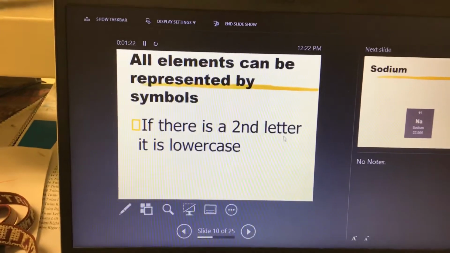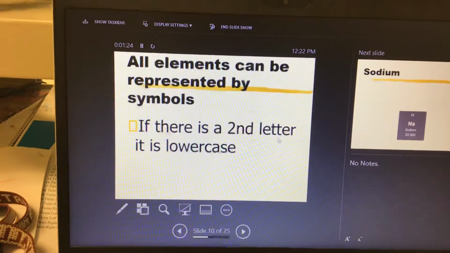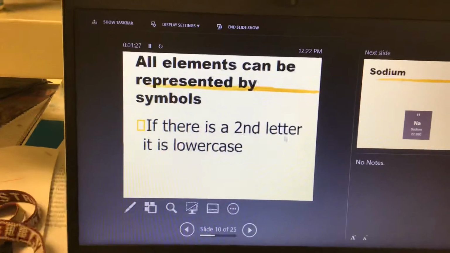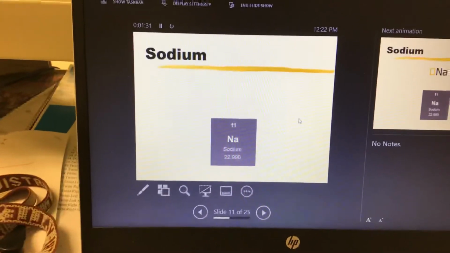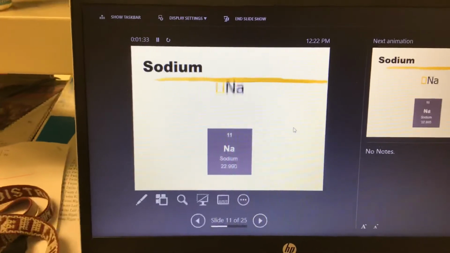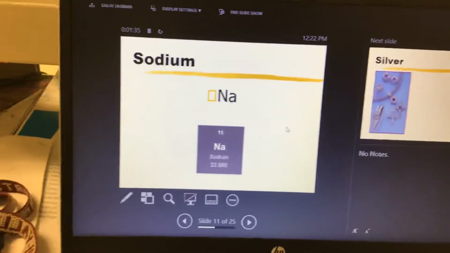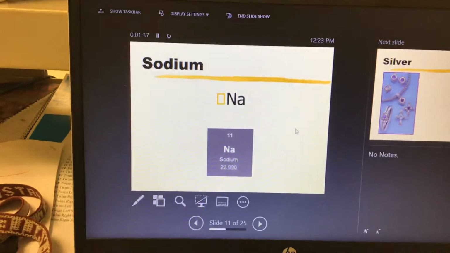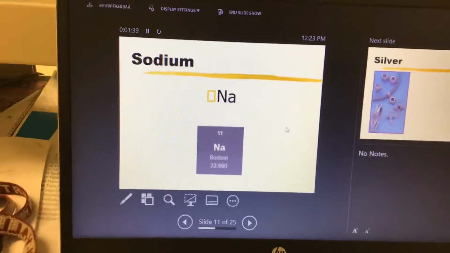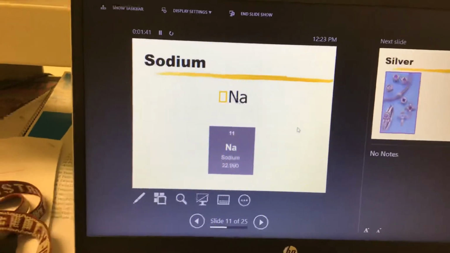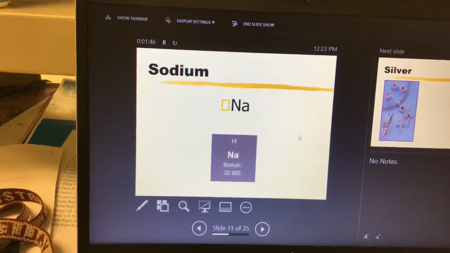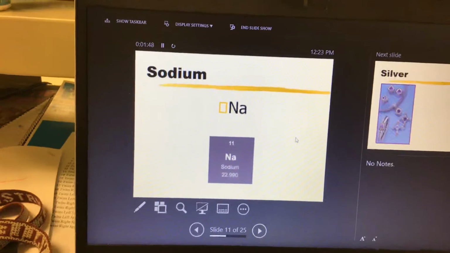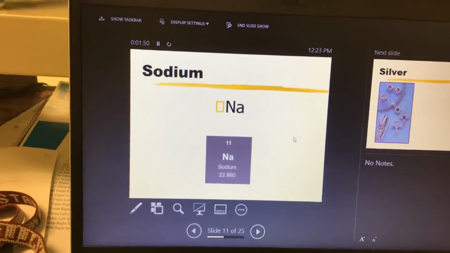Okay, so a list of 15 elements that you must know. So just list these, write these down. Okay, sodium is Na. Sodium is found in salt. If you've ever looked on the nutrient information on anything, there's usually salt in everything. It'll say sodium and then so many milligrams.